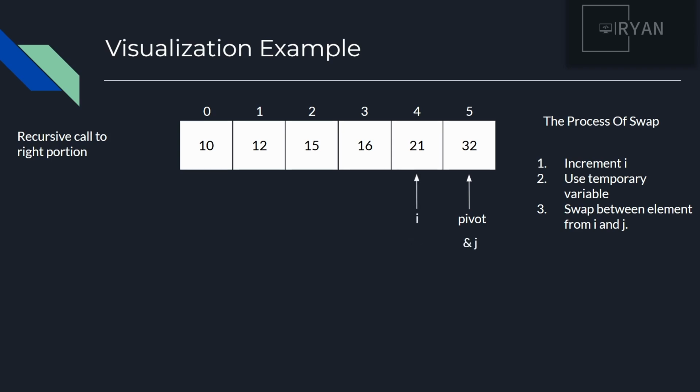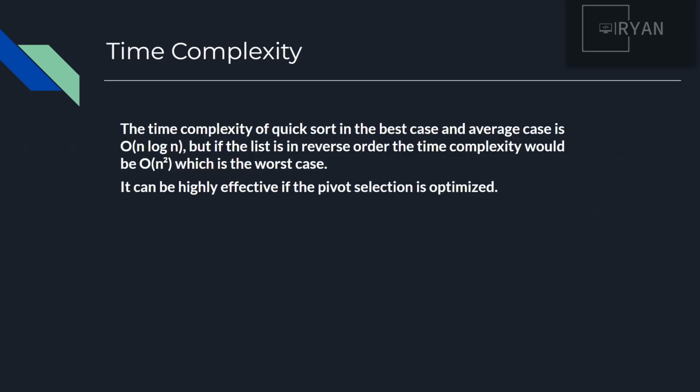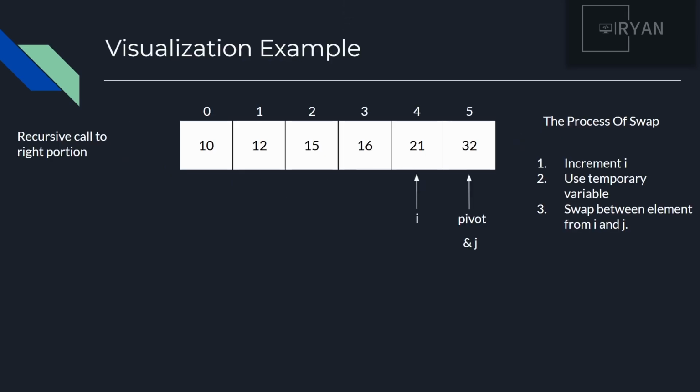Okay, J gets incremented, and since J and pivot are pointing at the same index, we will have to perform another swap. So here we will have to perform another swap, but as we increment I, we can see that both I and J are also pointing at the same index. Therefore, there will be no change. And if you look at our array now, we can see that it has already been sorted and our process has reached the end.